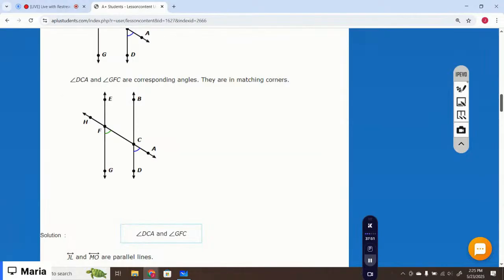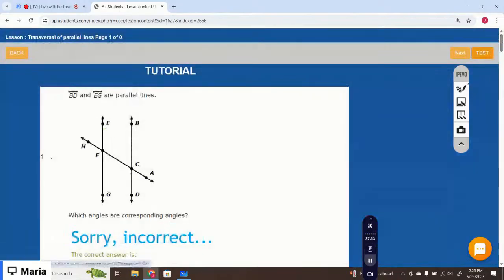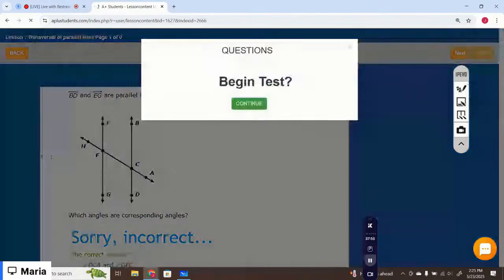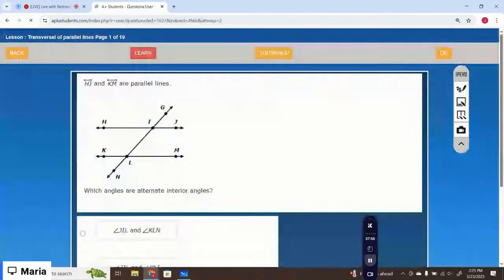Okay, let's just start with the test questions. HJ and KM are parallel lines. Which angles are alternate interior angles?